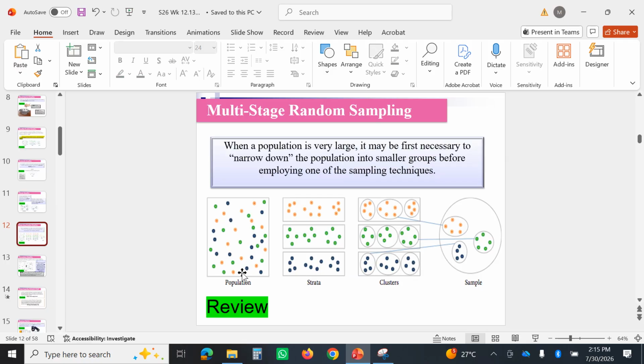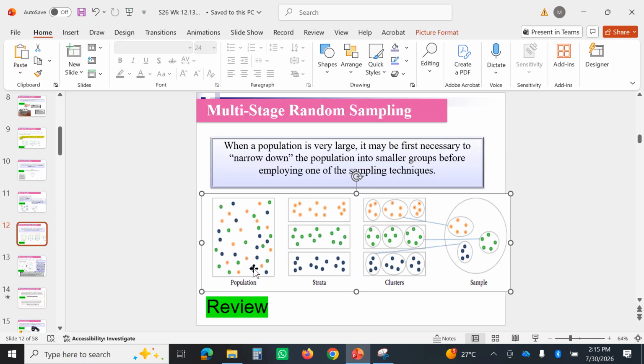Multi-stage random sampling. You can obviously see what's happening here. Okay, I've got mashed potatoes here. You stratify them, and then you can pull from there, right? So when a population is very large, it may be first necessary to narrow down the population into smaller groups before employing one of the sampling techniques. Perfect.